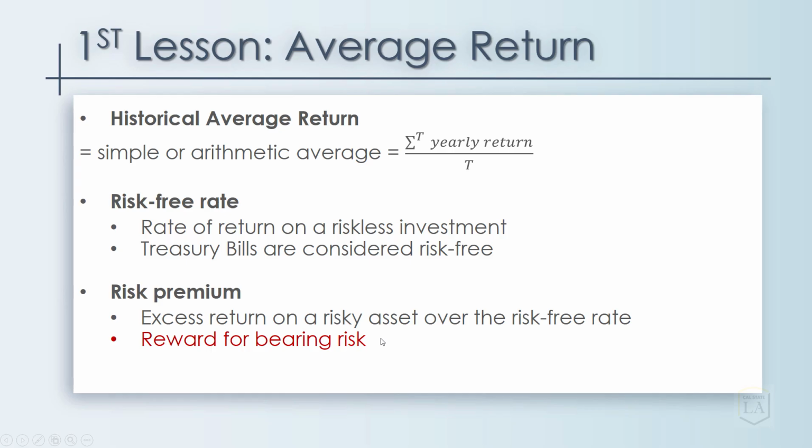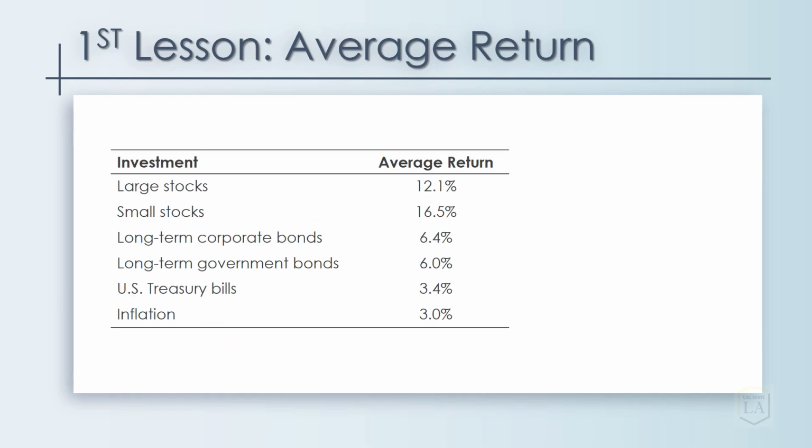Okay, so in terms of the graph that you saw before, these are the investment vehicles that were introduced in the earlier graph. For large stocks, if you just measure the average, it has already been done for you. It will be 12.1%. Small stocks, you would have earned 16.5%. Long-term corporate bonds, 6.4%. Long-term government bonds, 6.80%. And U.S. Treasury bills will be 3.4%. And during the time period, inflation was 3%.